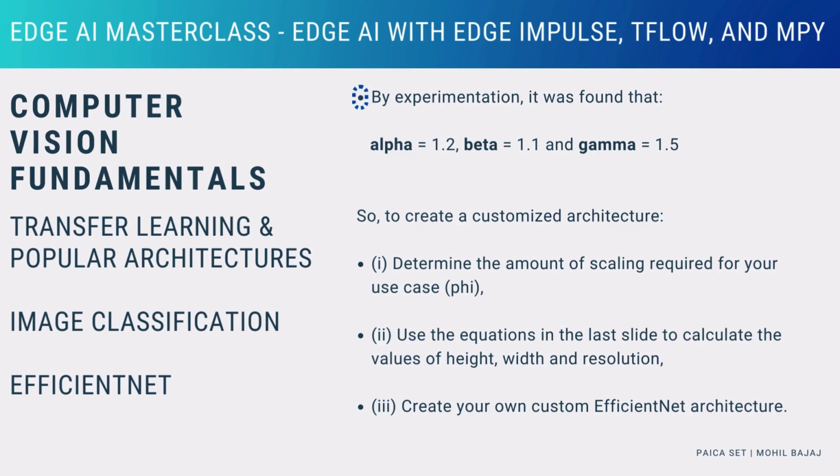And so to summarize, to create a customized architecture, you would first need to understand your available computing resources and use that to compute phi. Next, you would use phi to calculate the depth, width, and the resolution, and finally build the architecture using these numbers. A point to note here is that the effectiveness of this systematic scaling depended heavily on the base architecture, though the method performed well with MobileNets and ResNets.